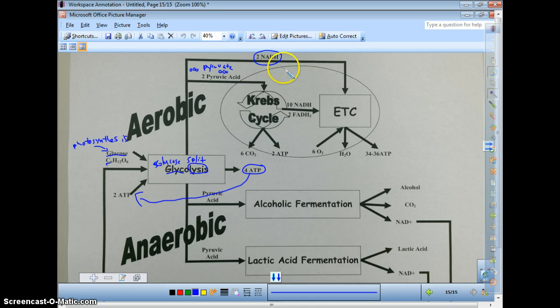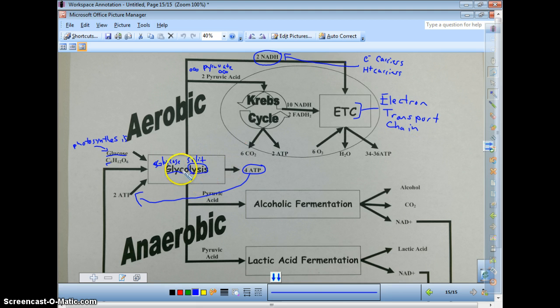What do NADHs do? Electron carriers. And they also carry hydrogen ions to the electron transport chain, ETC.